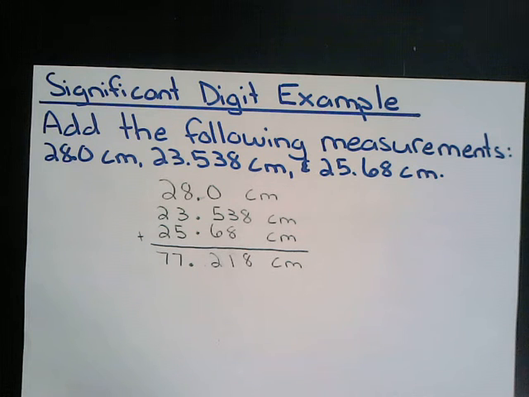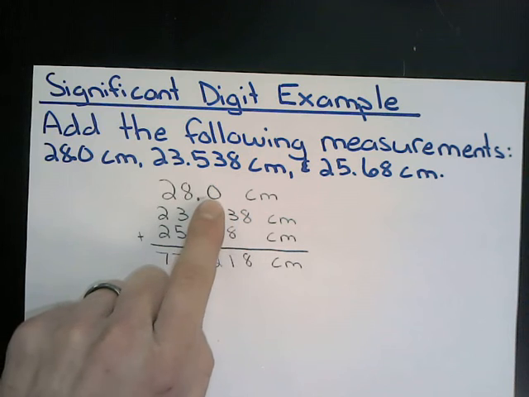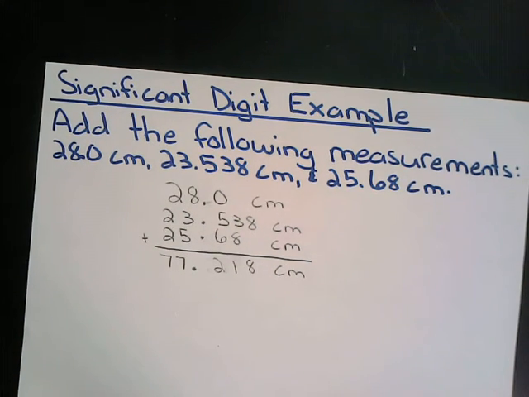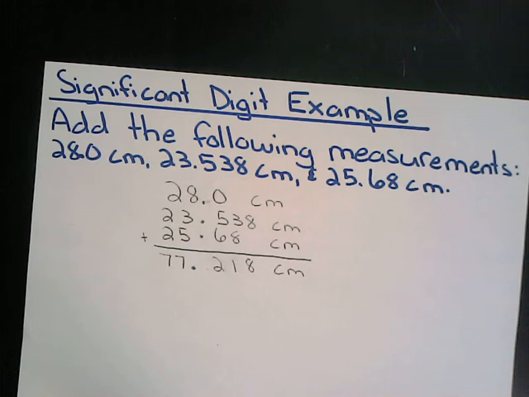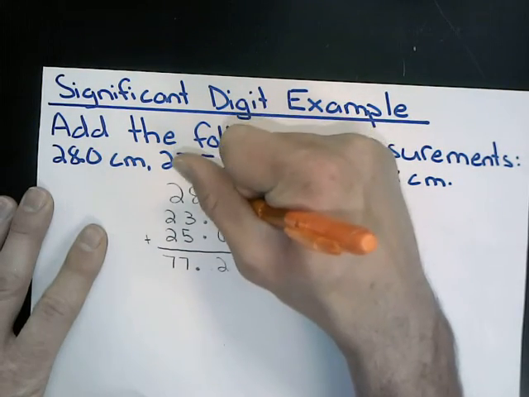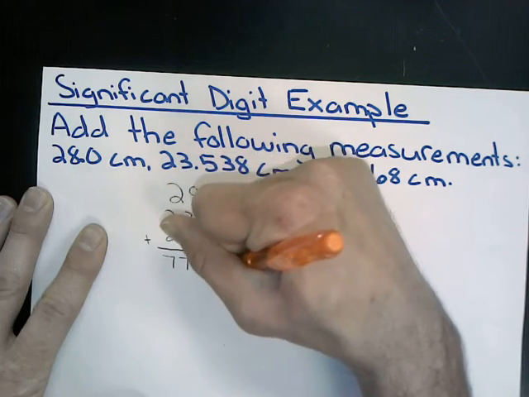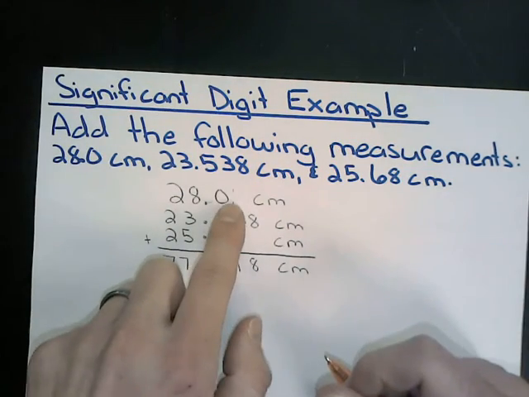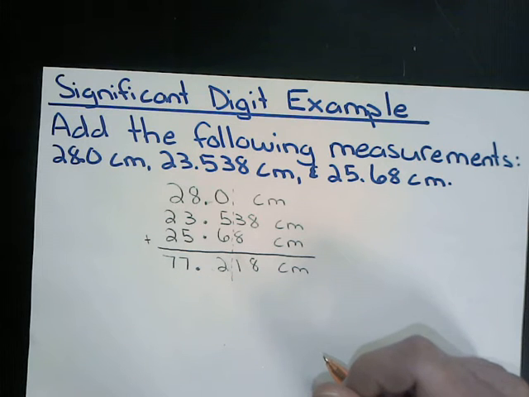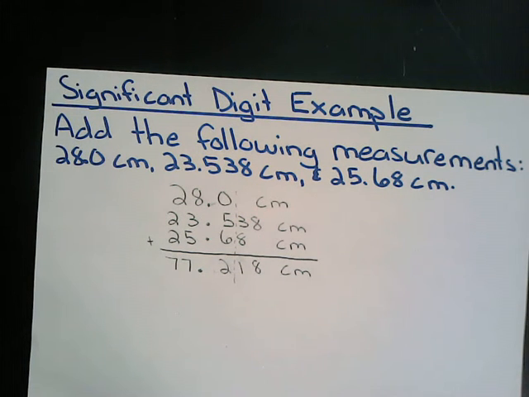Now, the rule said, hey, the number with the least amount of decimal places in it, that's what we need to round to. So check this out, 28.0, it's only having one digit after the decimal. So what you do here is if you draw a dotted line to that number with the least amount of significant digits, that tells us what needs to be reported in our answer.